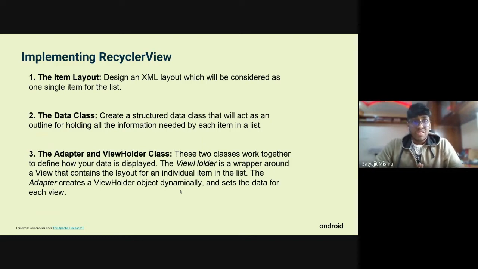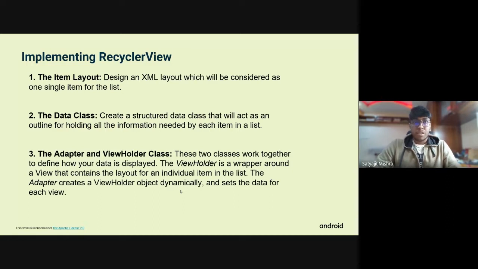Second, after you design the layout file, the layout of each item, we have to define the data class. A data class is nothing but what you can also call a model class. What the data class does is hold all the types of information, not the exact data, but the type of information that will be needed by each item in the list.